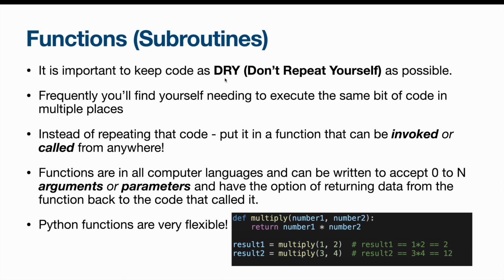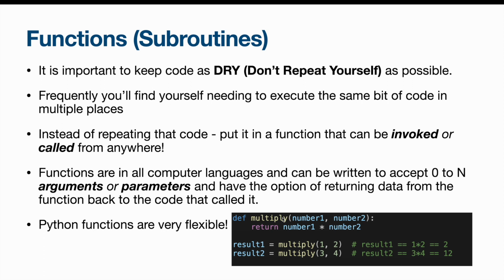Well, there's this concept called DRY. It stands for don't repeat yourself. And that just means code is going to be smaller, easier to maintain, and less buggy if we duplicate code as little as we can. So functions, in all languages, can take 0 to many arguments or parameters, meaning we can pass variables into them and they can work on those variables. And then they also have the option to return a value to the calling code.